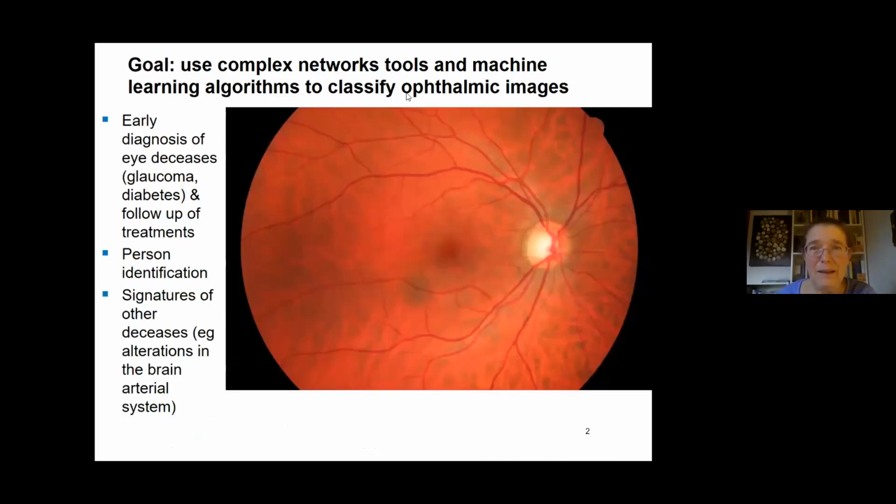My goal is to use complex networks and machine learning to classify this type of image. Features extracted from these images are usually indicators of early diseases like glaucoma or diabetes, and they are also very important for person identification. It can also be very interesting for alterations in the brain, because the retina is a non-invasive window to inspect the brain, and many brain diseases are due to alterations in the arterial system, which can also be partially reflected in the retina. So there is a lot of interest in analyzing this type of image, and to the best of my knowledge, networks have not yet been used. So it's a very interesting application.